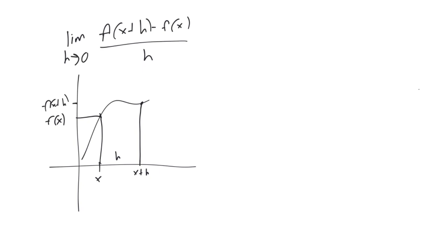But what if I did it differently? What if instead of going from x to x plus h, you went from, say, x to a? Well, I could do the same thing. I could take instead the limit as x approaches a of f of x minus f of a divided by x minus a. That's just change in y over change in x. That's another definition of a derivative.